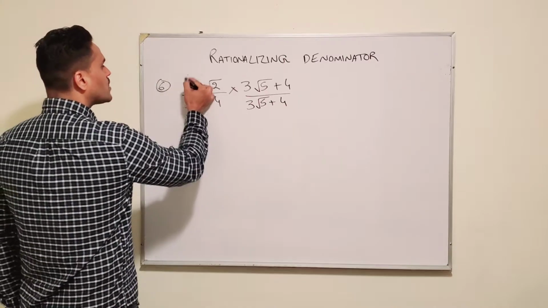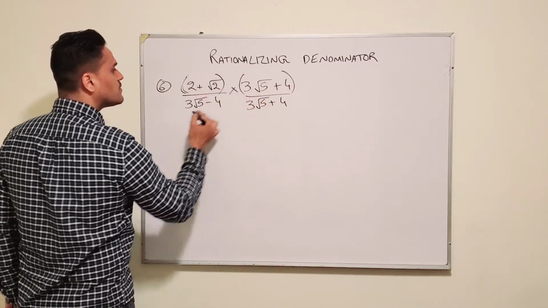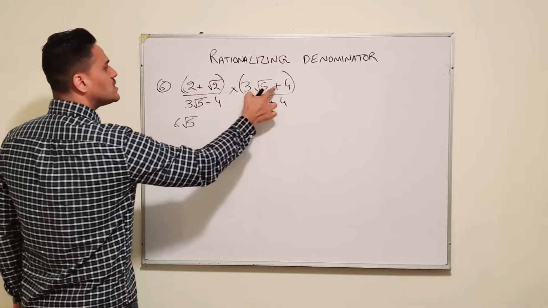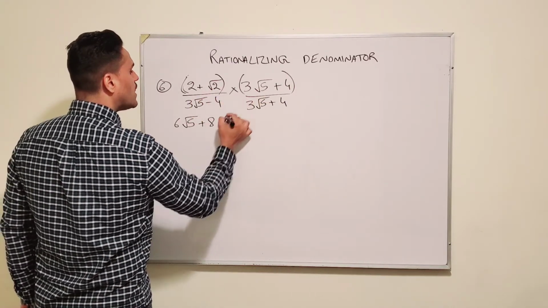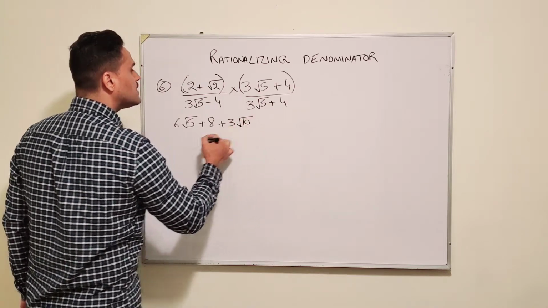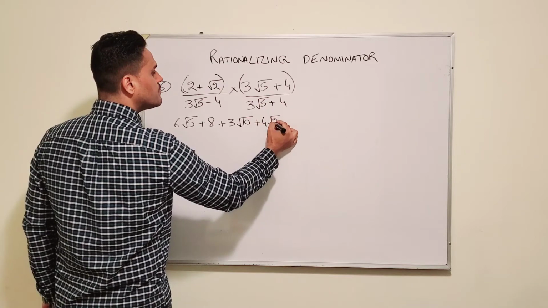So for the top, we're going to have to FOIL them. So we'll do 2 times 3 square root of 5, which is just going to be 6 square root of 5. 2 times 4 is going to be 8. Square root 2 times 3 square root 5 is going to be 3. And square root 2 times square root 5 is going to be square root of 10. Square root 2 times 4 is going to be 4 square root 2.